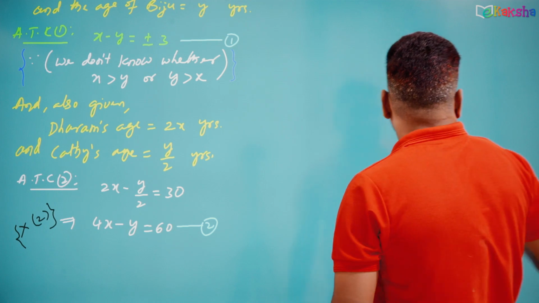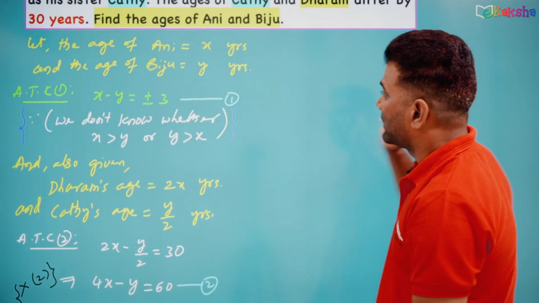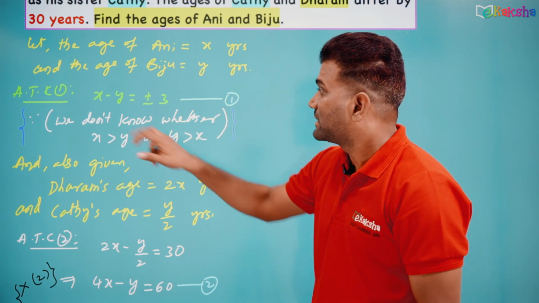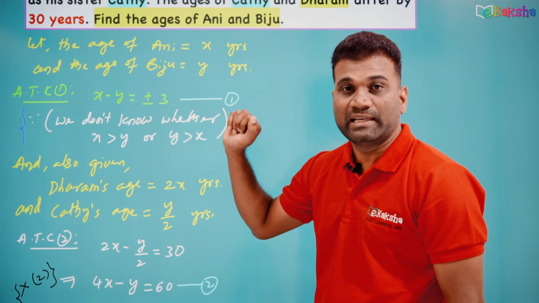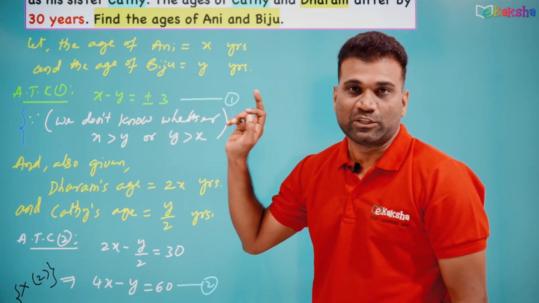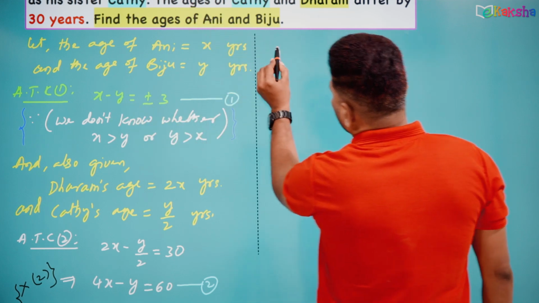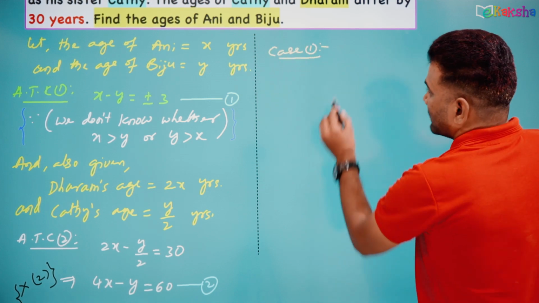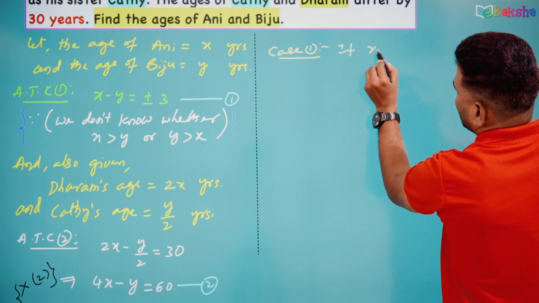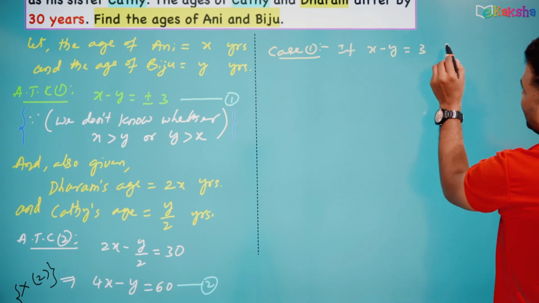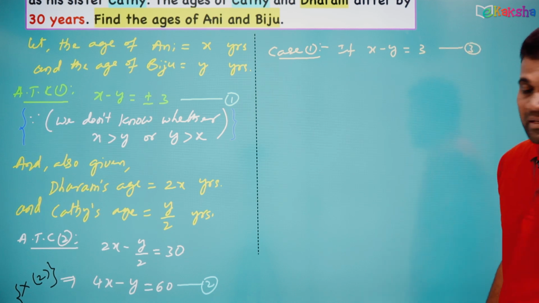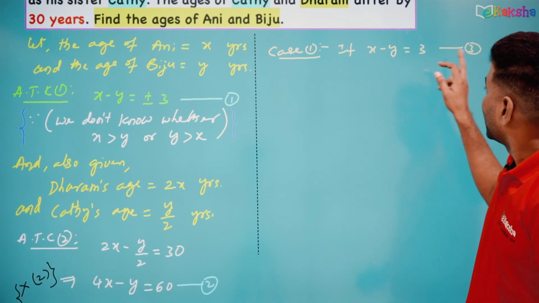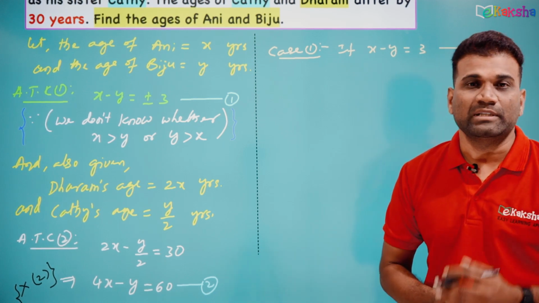Clear? Now in equation 1 we have two cases. One is x minus y is equal to positive 3, another is x minus y is equal to negative 3. Case 1: if x minus y is equal to positive 3, let us take this as equation number 3. We have got equation 3 and equation 2. Now we will solve equations 3 and 2 for x and y.